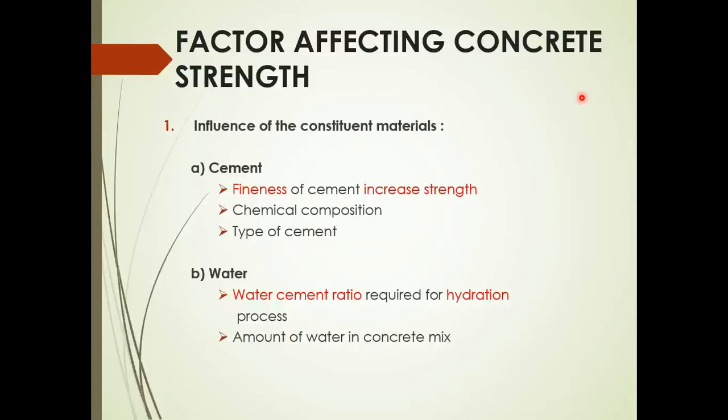Okay, so let's look into the factors one by one. The first one is the factor influenced by the constituent materials. The first one is the cement. The finer the cement that we use, the higher the strength, and also the chemical composition of the cement will also affect the strength of the concrete. So we have to choose our type of cement properly so that we can get the required strength.